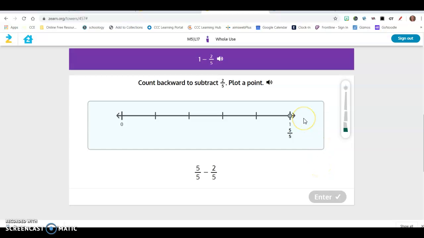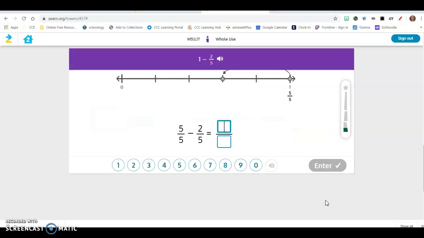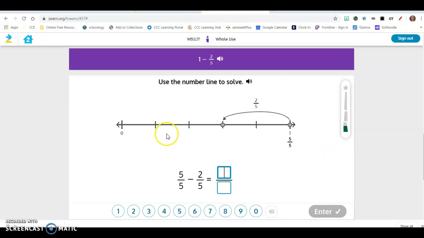Okay, so now we gotta subtract backwards 2 fifths. So again, we're starting at one whole, and then we're gonna count backwards 2 fifths. So we're gonna jump 1, 2 fifths back, and then we click. Okay, so 5 fifths minus 2 fifths. Sorry about the dogs. So if we count, it'd be 1, 2, 3 fifths.